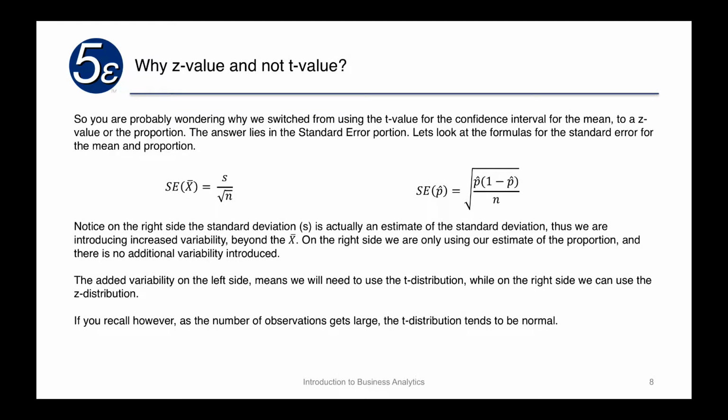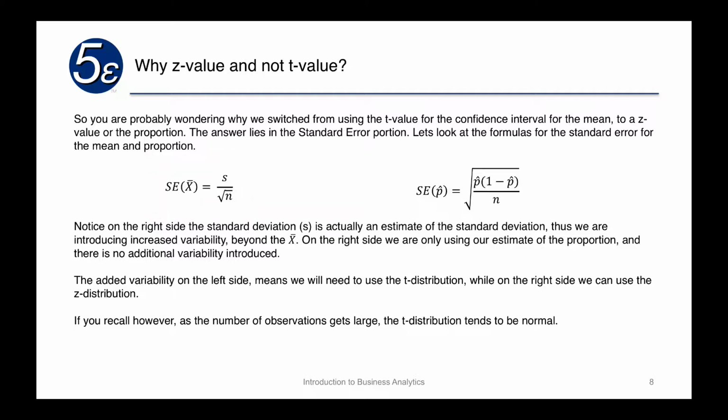Now, why are we using the z value and not the t value, since we had been talking about the variance before for the confidence interval around the population mean, and we switched to a t value? Why are we switching back to a z value? Well, let's look at the formulas for the standard error again and understand why this is occurring. Before, we had a standard error of the x bar, which is the sample mean, as s, the sample standard deviation, over the square root of n. Because remember, the population standard deviation wasn't known, and so therefore, we had an estimate. So this introduces a degree of variability.